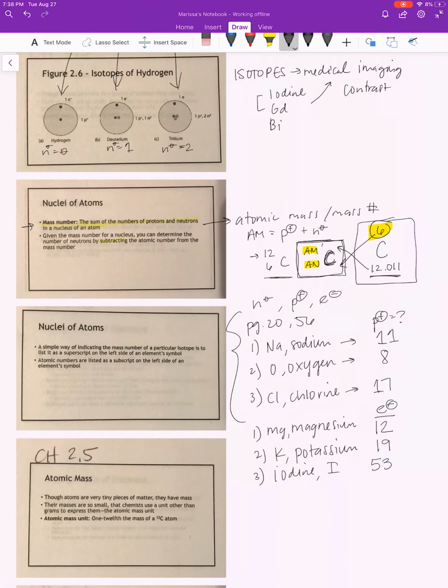Okay, the next skill building that we're going to do is about using isotopic notation and determining protons and neutrons from the isotopic notation. Okay, so we have number 2.